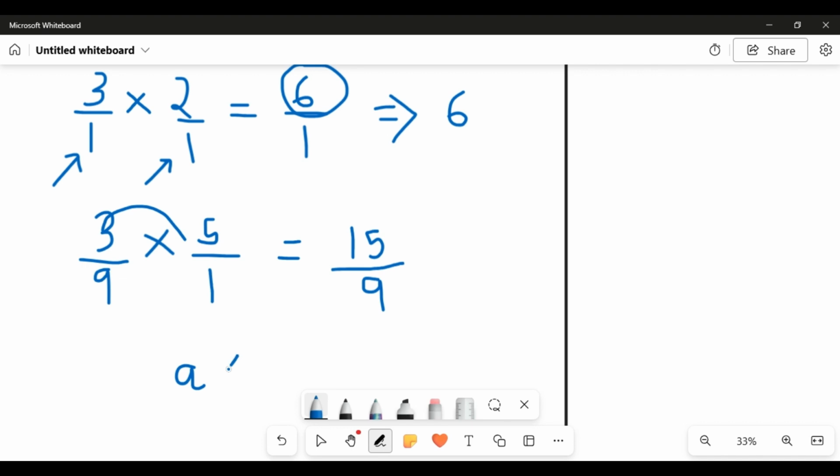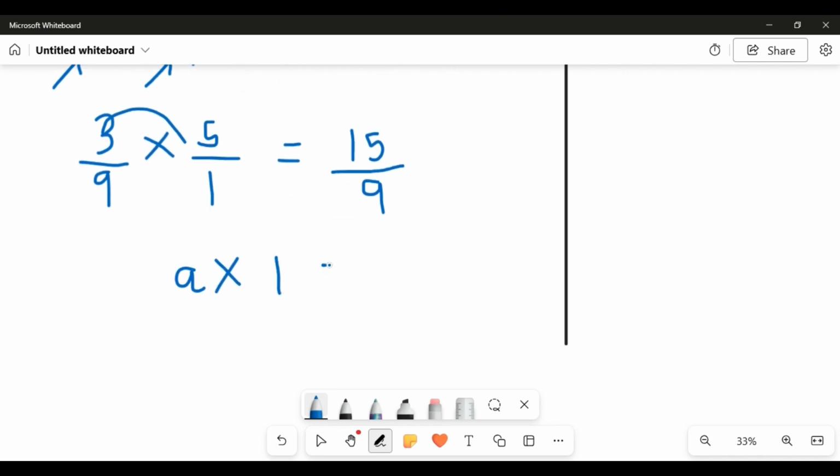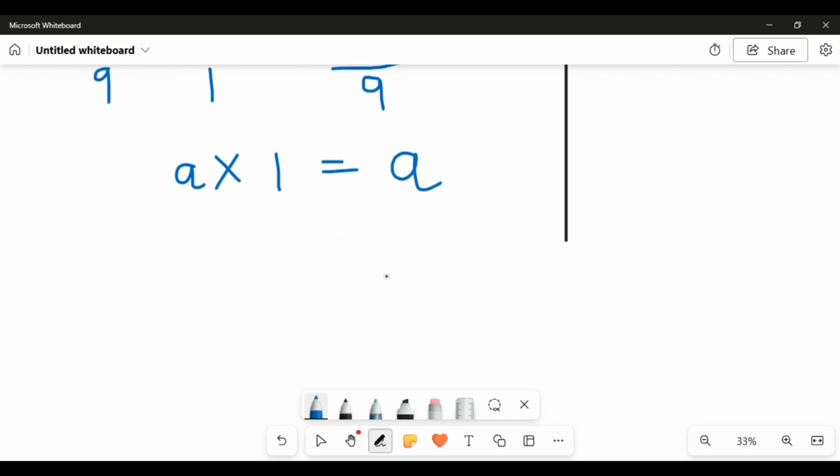A multiplied by 1 is A. This is a property of multiplication, remember. A is any number, okay? A multiplied by 0 will be 0.